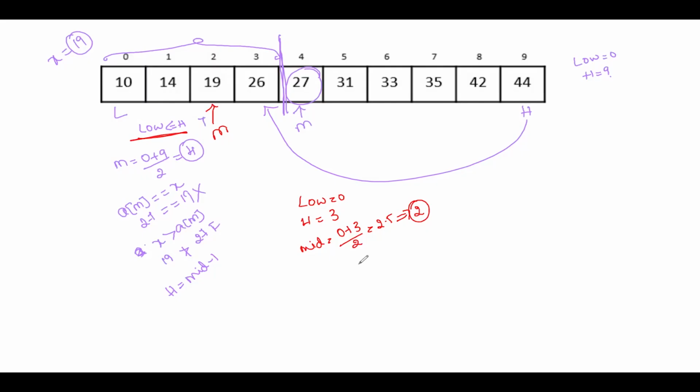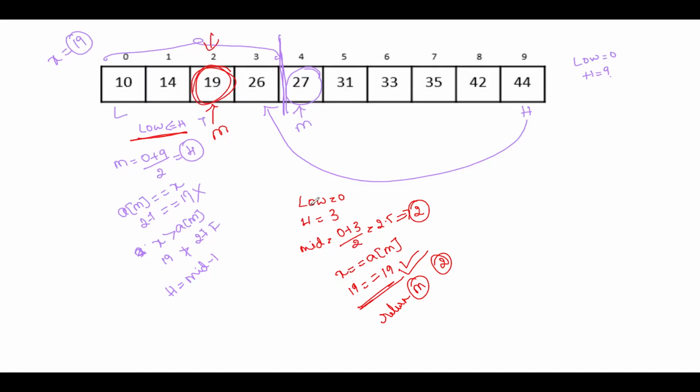The very first thing I'm going to do is check whether x is equal to a of mid. So what is the x value? The x value is 19, and a of mid is also 19, which means we have found our element. The moment we find our element, we terminate the algorithm and return the position of m. M is nothing but the position, so this is 2. So in this particular data set, my search element is present at position 2.